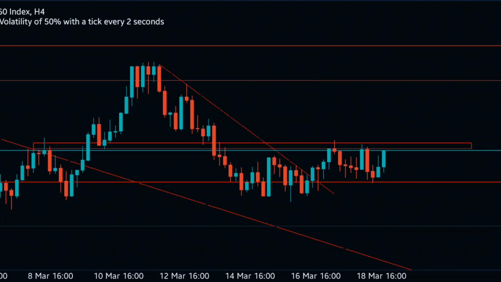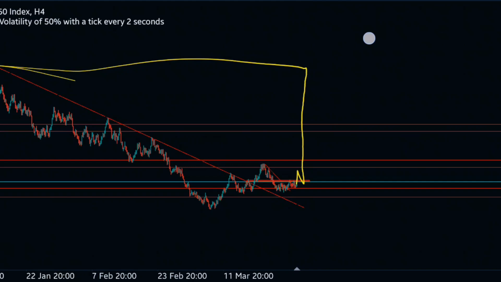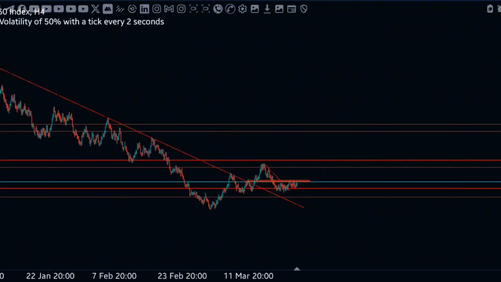So what is my forecast? For me, I am looking to swing this. I would look to see price break above, retest, and pull up. But I would love to see price pull from here, break, retest, and go all the way towards this area here. Let me put that there.